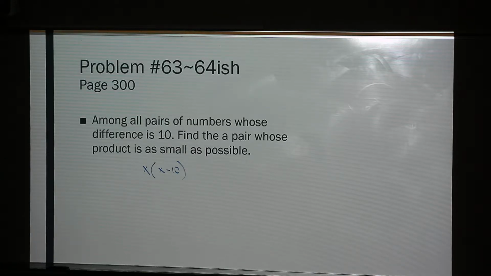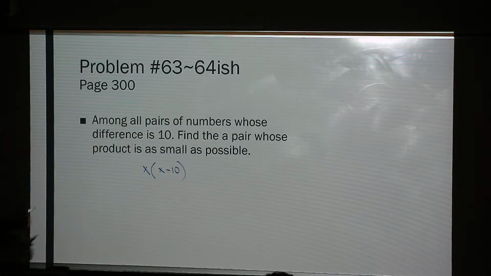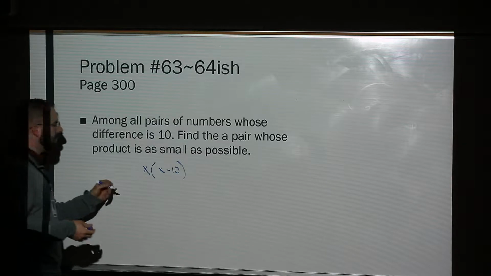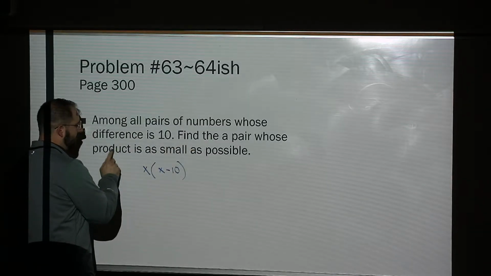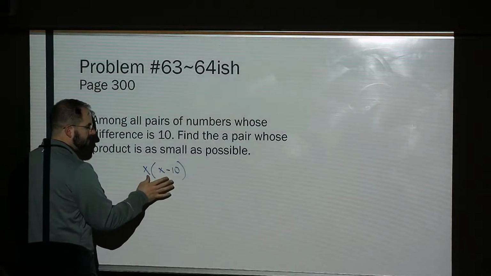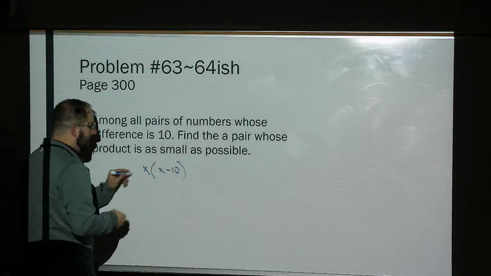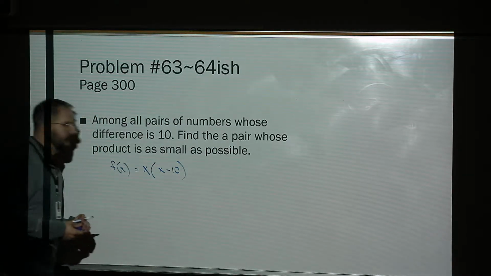So this represents the smaller number, and this represents the bigger number. The order doesn't matter, because we're going to multiply them together. We're finding the product of these two numbers, and they differ by 10. This is my function. How do you figure that out? You have to read the clues.